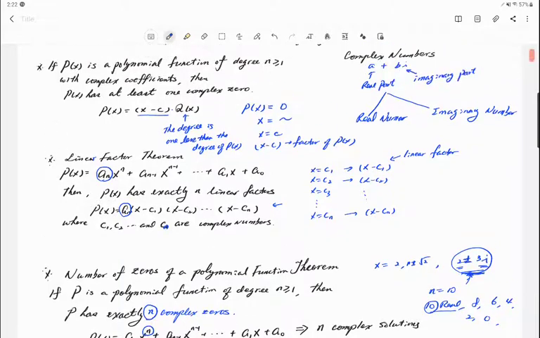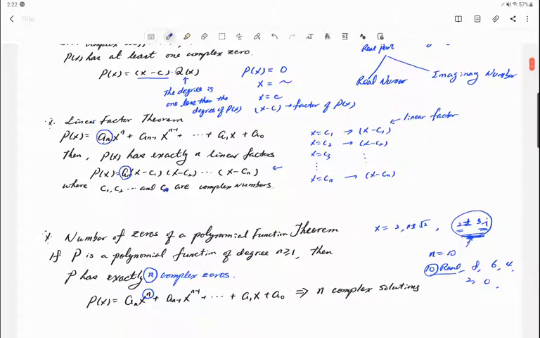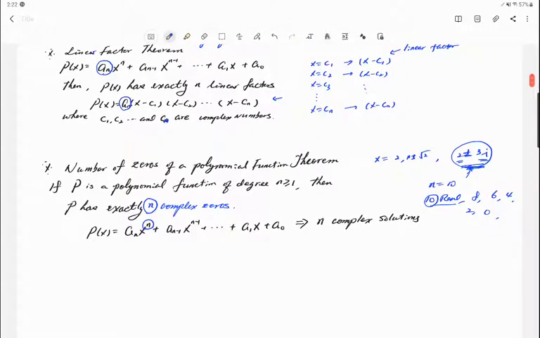Can you see this one? Okay, this is just a definition, and it is a very simple definition. Make sure that P of x, the polynomial, has degree n. Then there are exactly n solutions. Actually, there are n complex solutions.